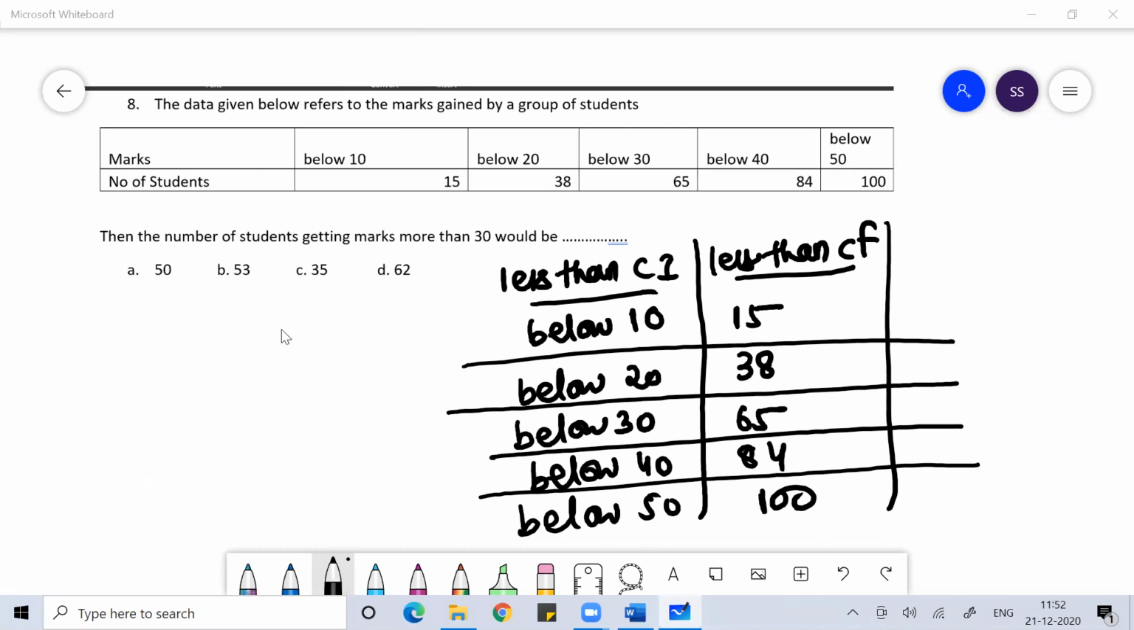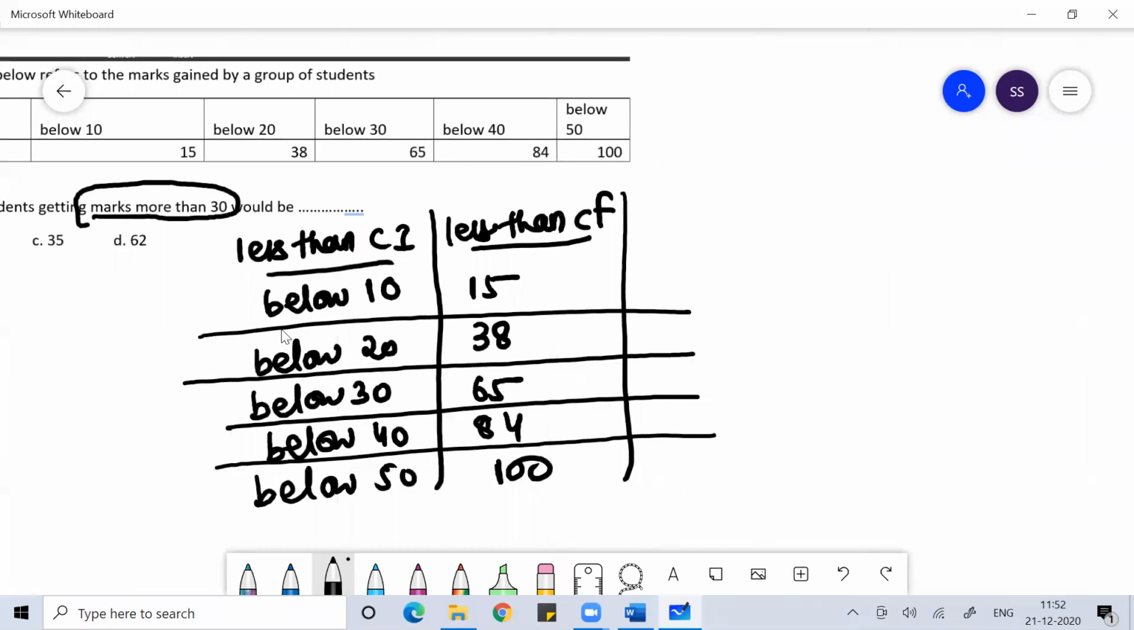If you see in this problem, this problem is about less than class interval with less than cumulative frequency. But what they're asking us is the marks more than 30, means they are expecting us to do more than class interval with more than cumulative frequency. So what you can do, you convert that into normal class interval.